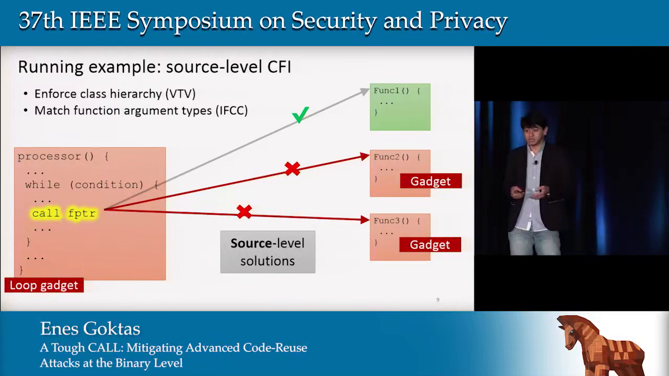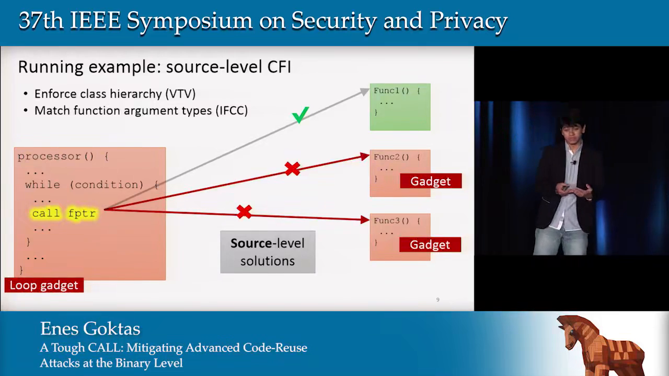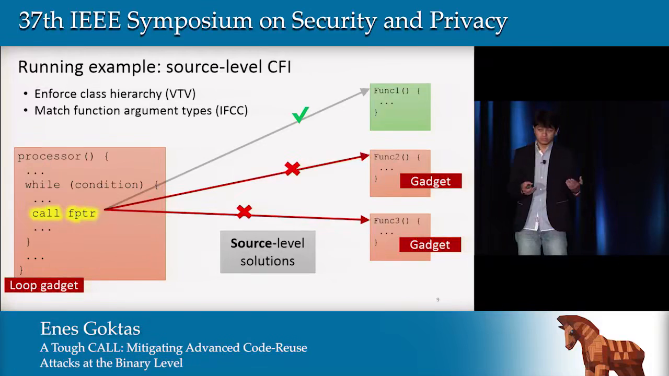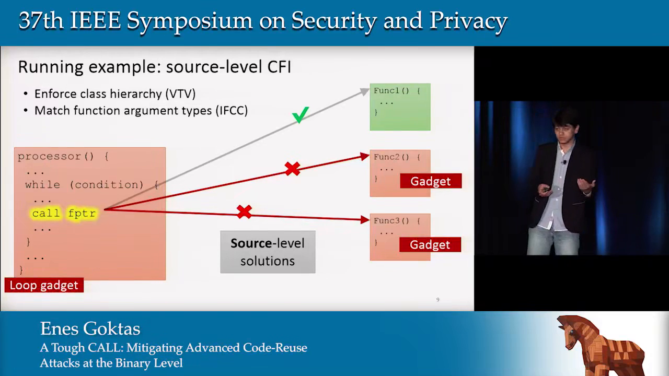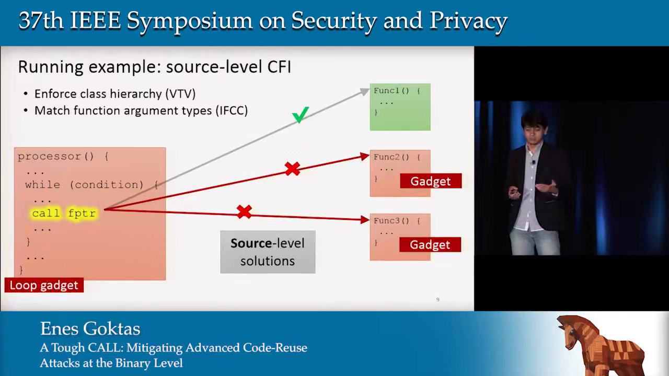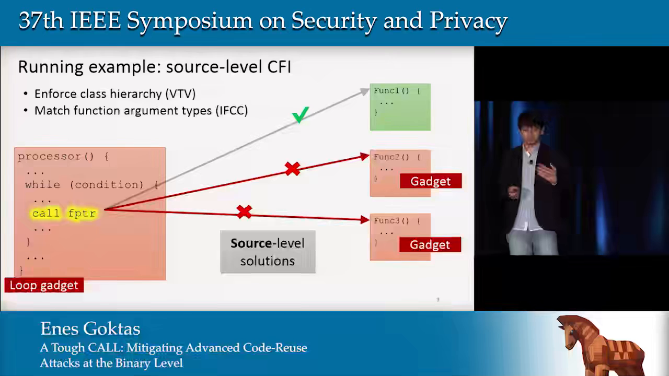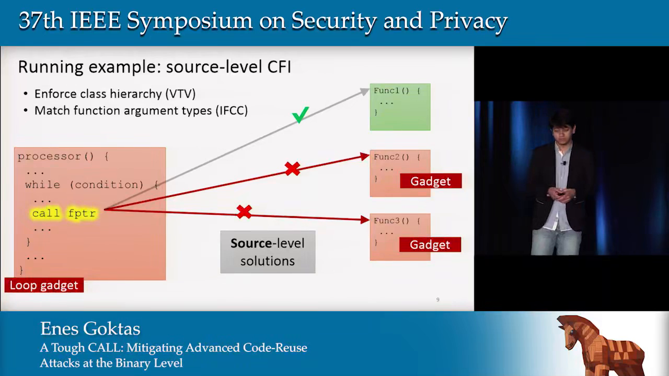At source level, you have all the information. You can extract the targets for all indirect calls, and you can enforce this information during runtime. For example, VTV enforces the class hierarchy information to enforce this constraint at runtime, and this does not allow, for example, this indirect call to go to unintended locations like function 2 and function 3. IFCC is the same. However, this technique leverages the function argument types available at source code.